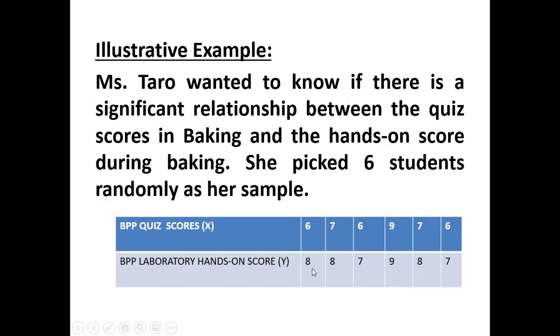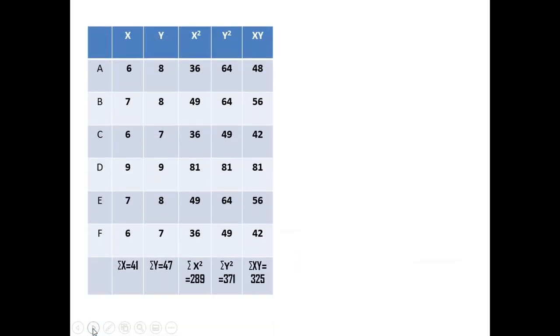Ito din yung kanyang scores ng 6 na estudyante. So, palagay nyo na lang na student 1 itong column 1. Column 2 pala, 6 and 8. Ito, student 2, student 3, 4, 5, 6. So, basically, there are 6 observations. 6 ang participants.